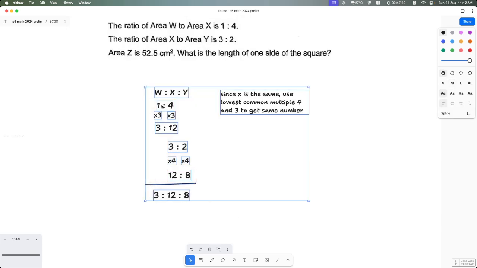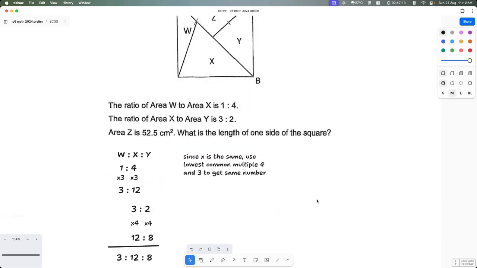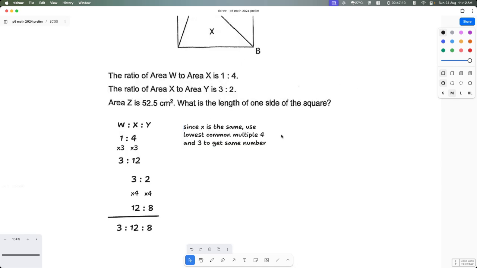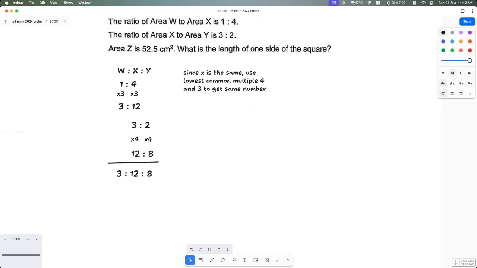Great, so now we get the first part done. The second part is we know the area of Z is 52.5. What's the length of one side? So we need to get the area. Let me write here: W is equal to 3 units, X is equal to 12 units, and Y is equal to 8 units.